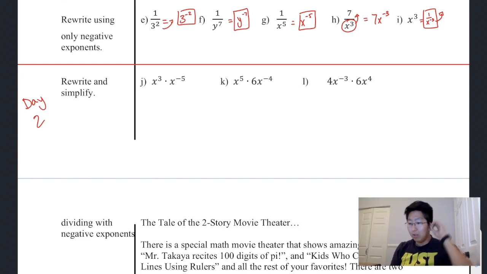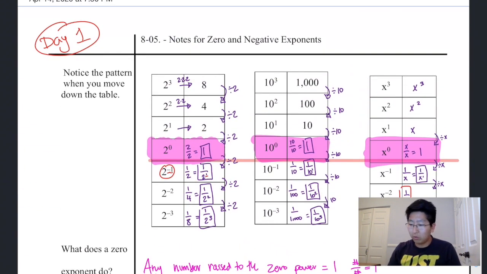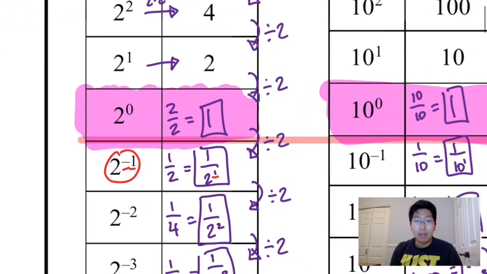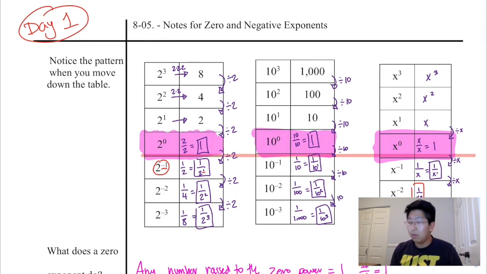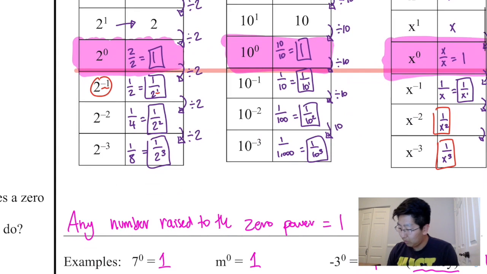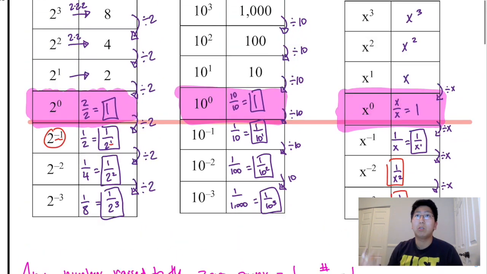Okay, so we are going to continue on the notes for negative and zero exponents. What I'm going to do is a quick review. In the pink, we had the exponent being zero, and I want you to see that it always equals one. Why? Because it's going to be the number divided by itself. So you can see that it's going to be 2 divided by 2, 10 divided by 10, and x divided by x, which always equals 1.